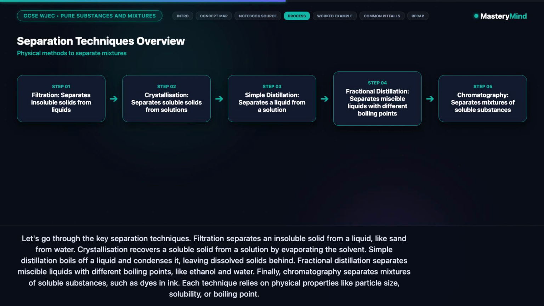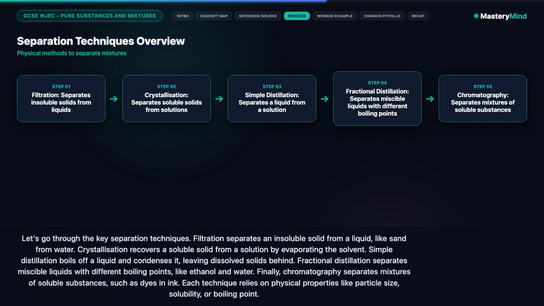Fractional distillation separates miscible liquids with different boiling points, like ethanol and water. Finally, chromatography separates mixtures of soluble substances, such as dyes in ink. Each technique relies on physical properties like particle size, solubility, or boiling point.